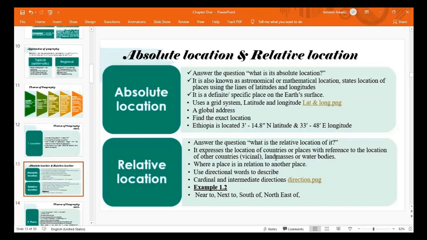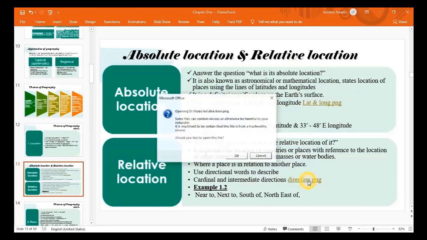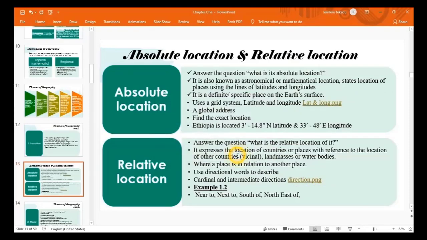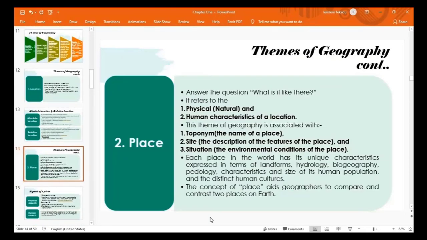Relative location expresses the location of countries or places with reference to the location of other countries, that is, neighboring countries, land masses, or water bodies. It uses directional words, cardinal and intermediate directions, such as south of, north of, east of. These are the expressions of relative location.